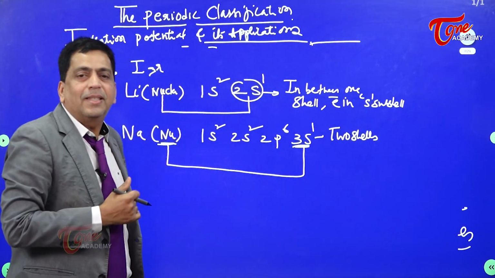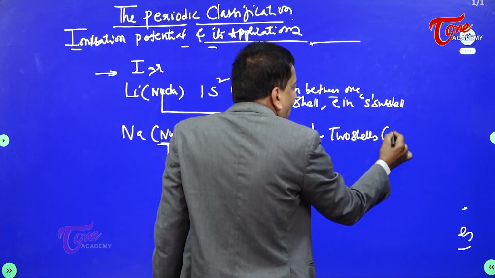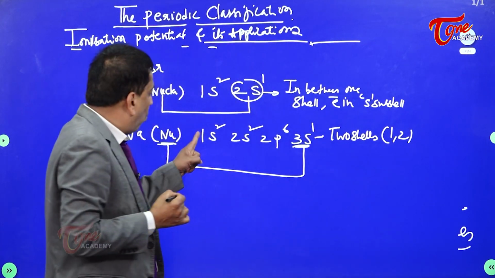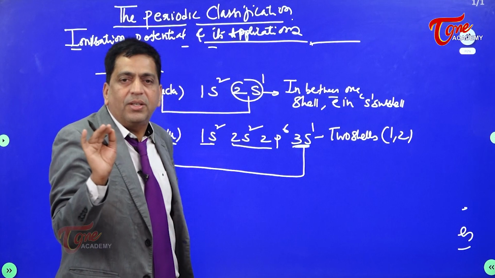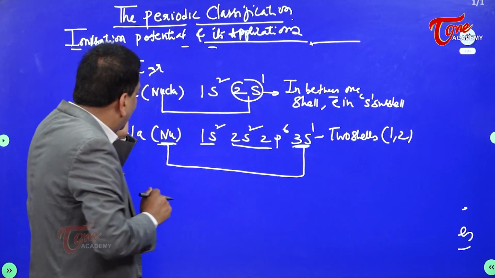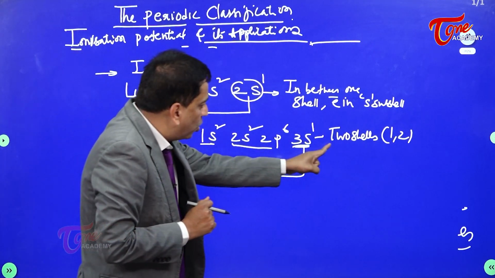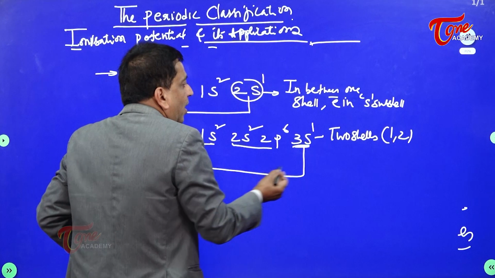You have two shells, that is, 1 and 2. The number is a shell. Number combined with SPDF is a subshell. So between this nucleus and the outermost shell, you have two shells, that is 1 and 2.